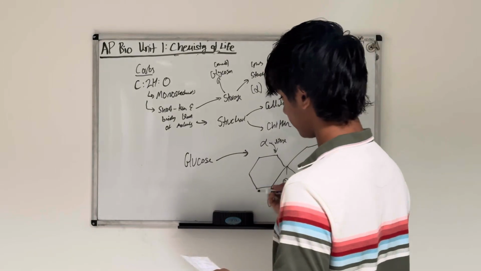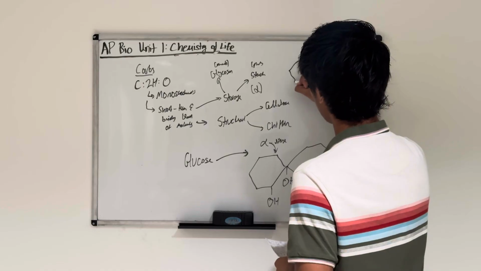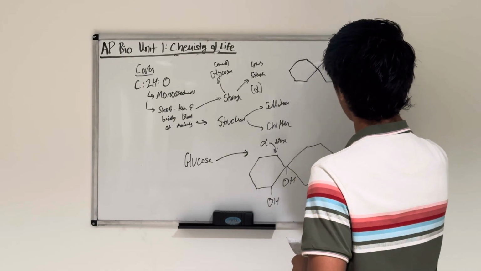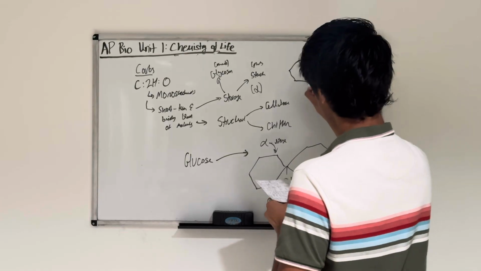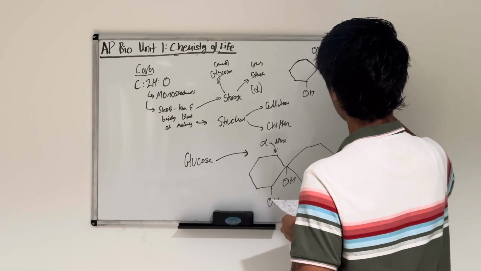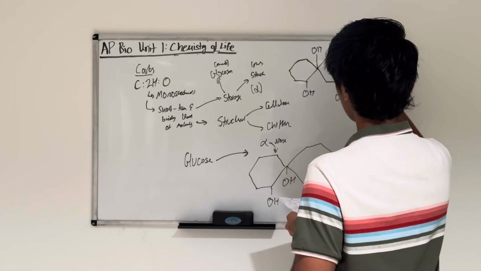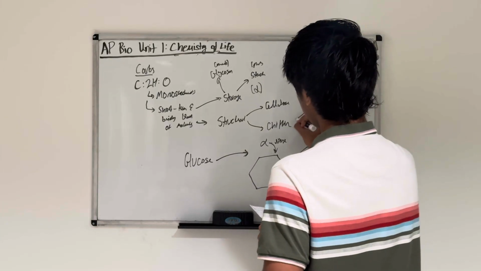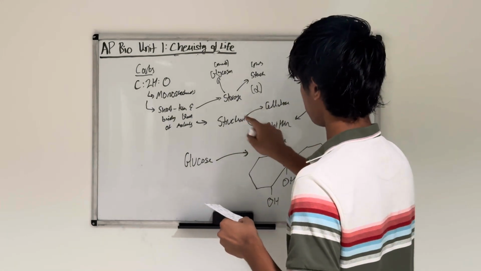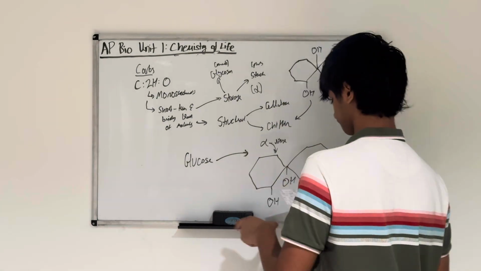Meanwhile, the opposite are beta linkages. If we imagine the glucose molecule, the hydroxyl group alternates position like that. And this causes a linear structure that we see in these types of molecules. So alpha goes to storage, beta goes to structural.